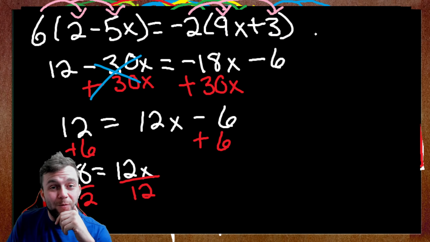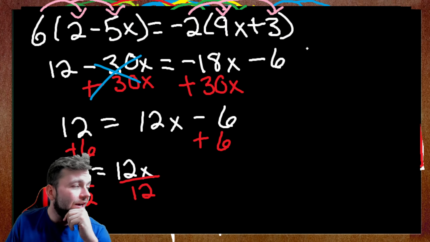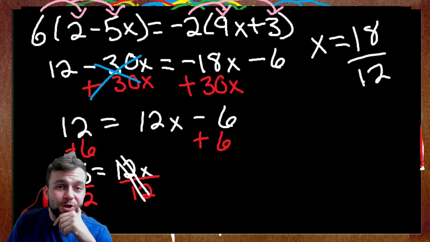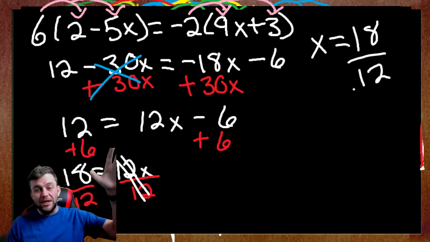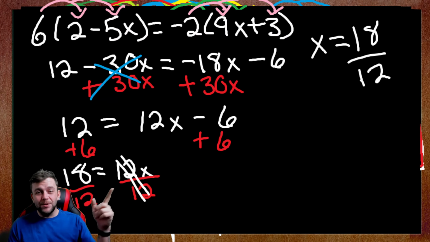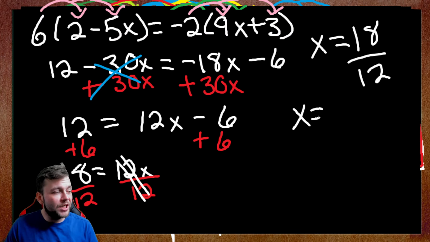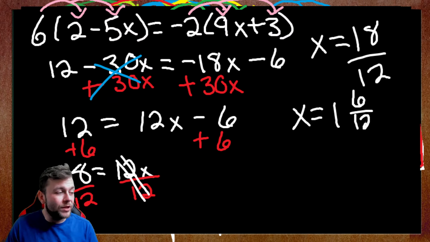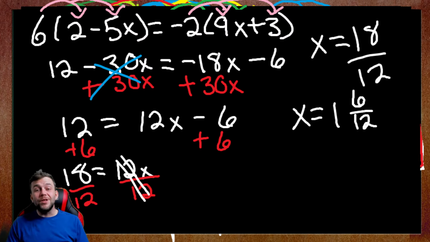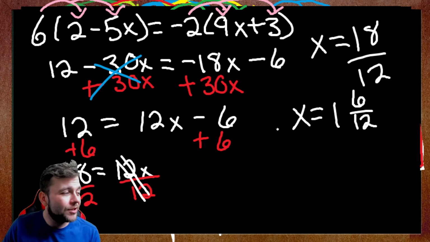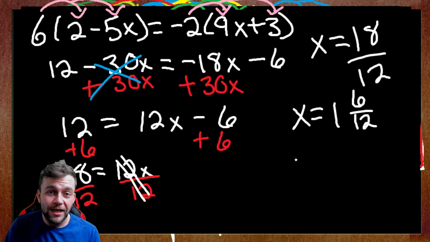So 18 divided by 12, what is it? So x, so this cancels out. So we get x equals, it's 18 over 12, but that is an improper fraction. So how many times does 12 go into 18? 12 goes into 18 one time with 6 left over. So x equals 1 and 6 over 12. Do you think we're done? We're not done. We have to simplify that fraction. You'll get this wrong if you don't simplify it.